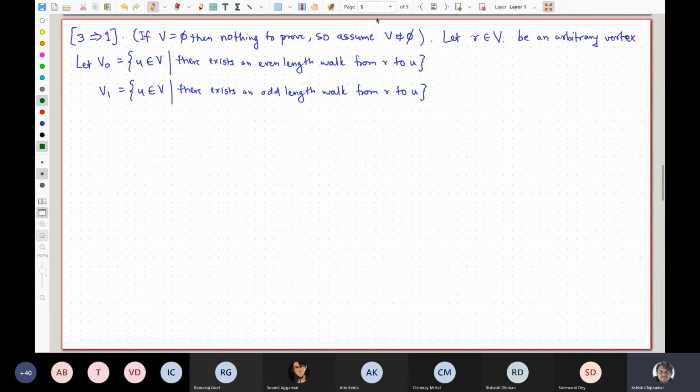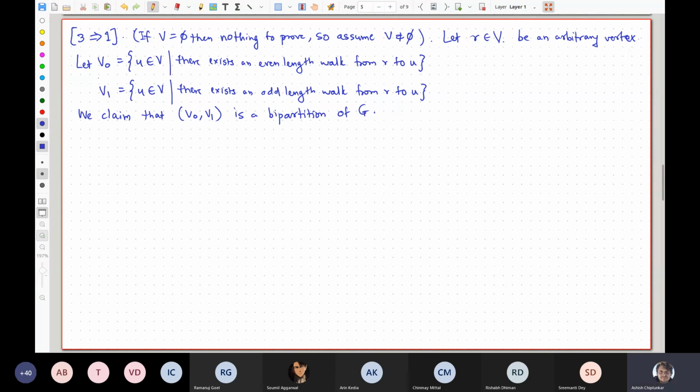Okay. So now coming back to the proof, what do we want to prove? We want to prove that V0, V1 is a bipartition of G. Right. So we claim that V0, V1 is a bipartition of G. So what do we need to prove? Firstly, we need to prove that it's a partition in the first place, right? Which means every vertex belongs to exactly one of V0 and V1. And secondly, you need to prove that it's a bipartition, which means every edge has one endpoint in V0 and the other endpoint in V1.